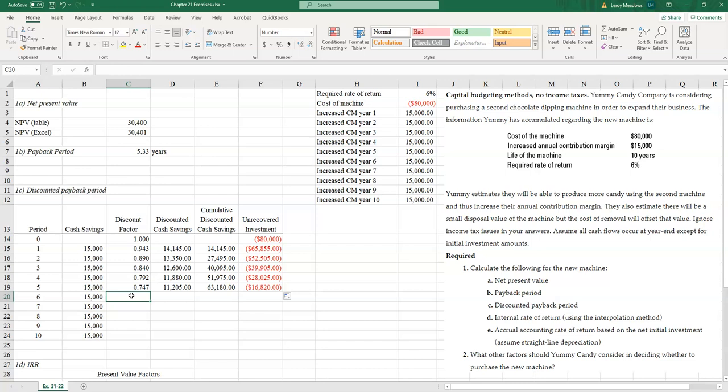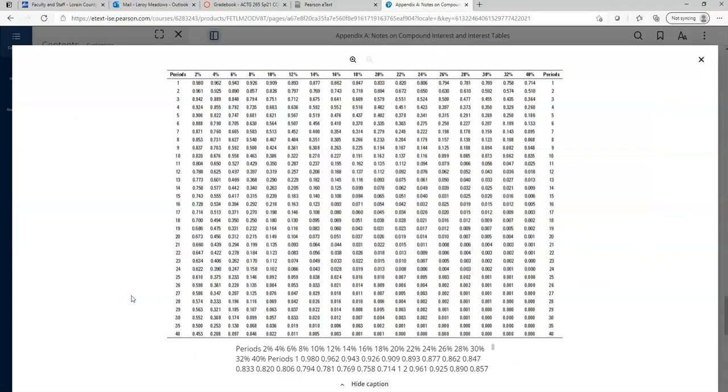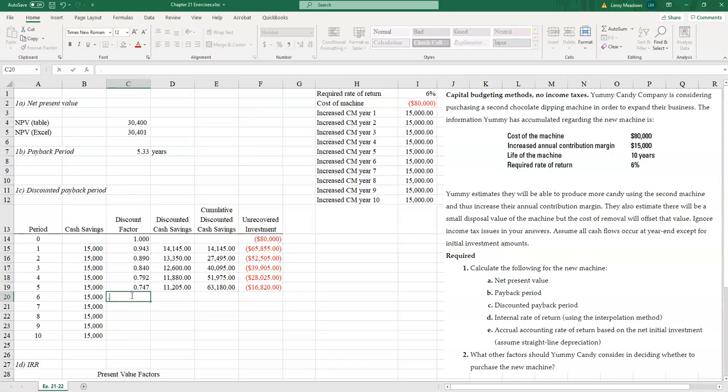So year 6, I'm going to take the discount factor and multiply it by $15,000, my cash flow. That's 0.705. And that gives me $10,575. So, through year 6, I recovered $73,755 of my initial $80,000 investment. So how much yet do I have to recover? $6,245.